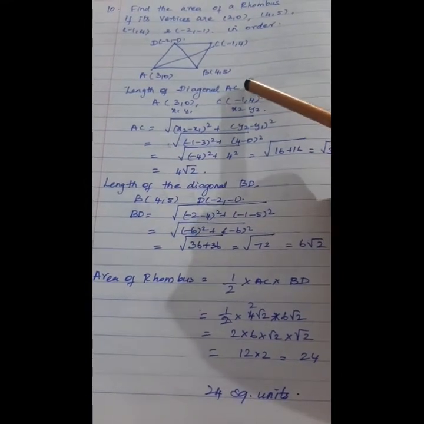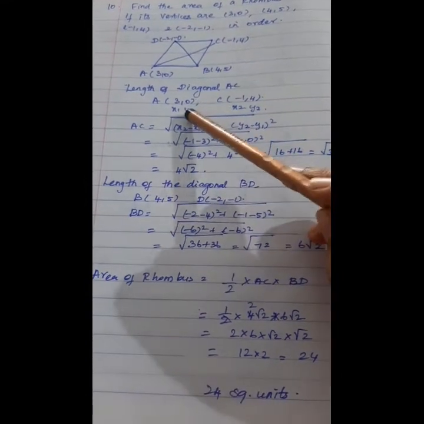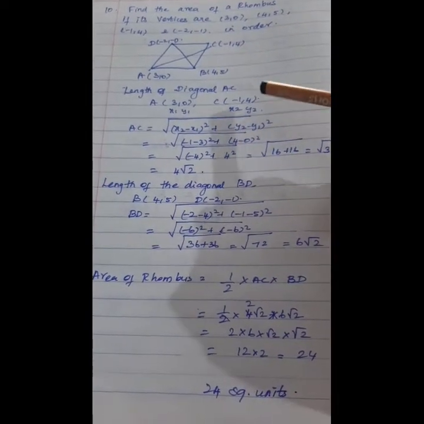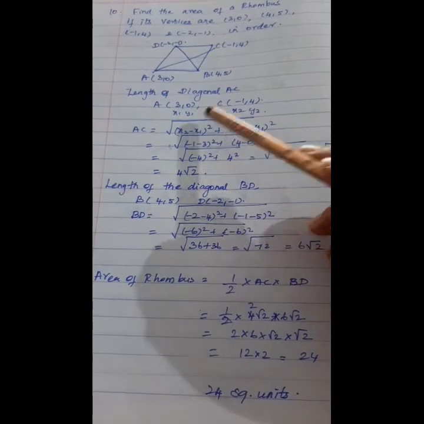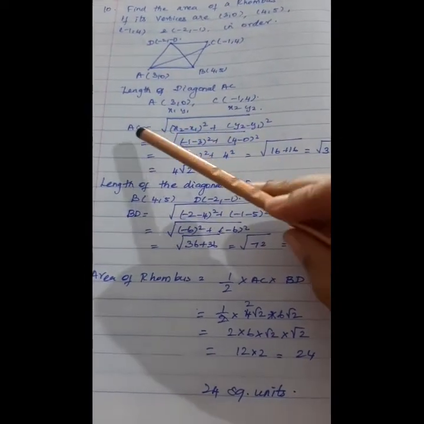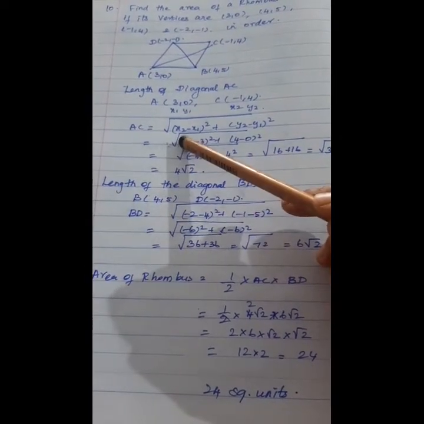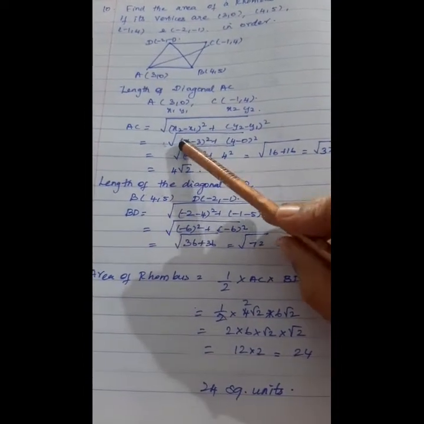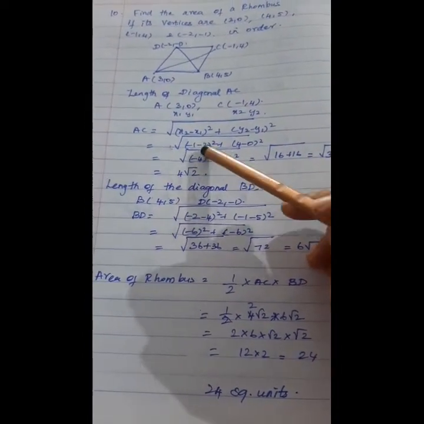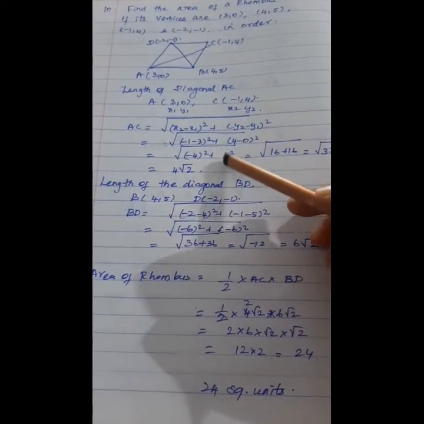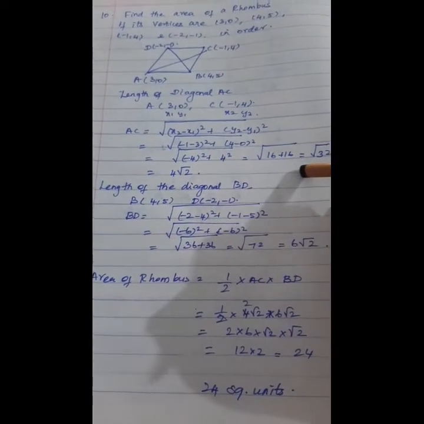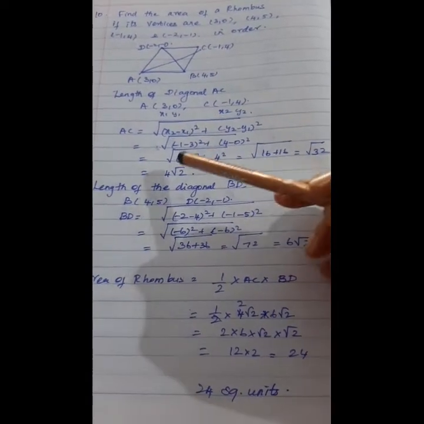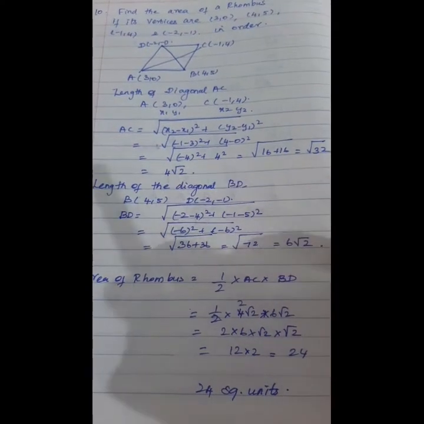Now let us find the length of the first diagonal AC. Take the coordinates of A (3, 0) and the coordinates of C (minus 1, 4). So x1, y1, x2, y2. Then AC is equal to the formula. Substitute all the values in the formula. Calculate. When you have 2 same signs, we add. So minus 4 squared is 16. So that is root 32. If I simplify root 32, I get 4 root 2.